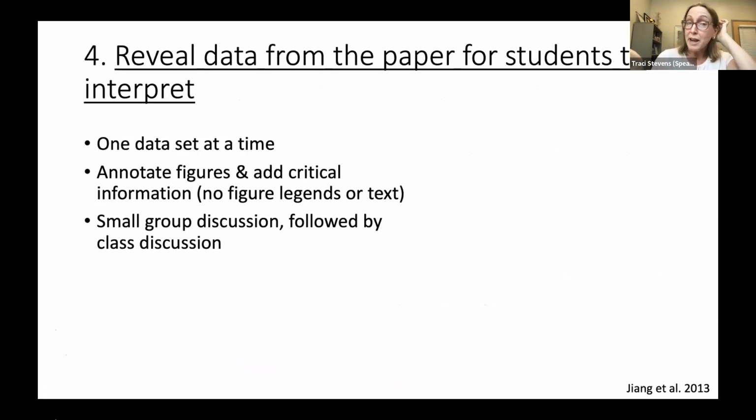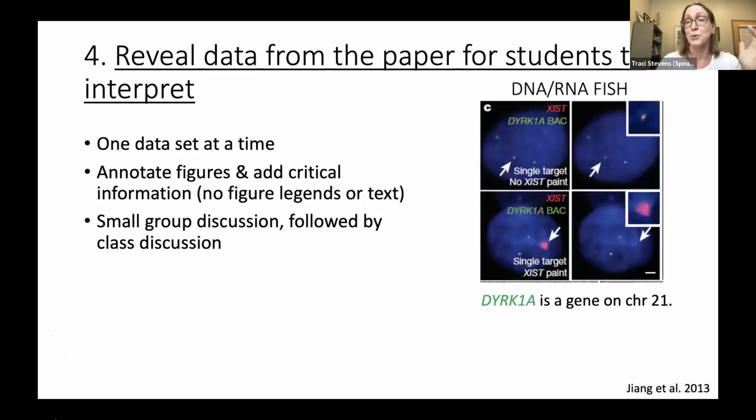After this brainstorming and discussion, that's when I start revealing data from the paper. And I do one data set at a time so they can learn from the first data set. I don't provide the figure legends, like I said, but I do provide annotation of the figures if necessary. So here's an example of a figure that I've shown in class from this paper. And this one's actually pretty well annotated already, but I provide a little bit of extra information, that this gene is actually on chromosome 21.